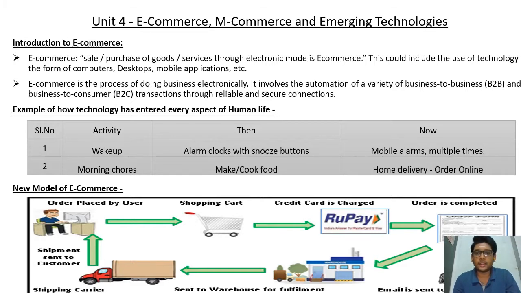Previously, when e-commerce was not available, we used to go to the shops physically. Even though this option is available now, a few people still continue to do it. E-commerce is a new model which a lot of people have started using in the present days. We sit at home, we order, it goes to the shopping cart, we make the payment, the order gets completed, we get an email, the order gets sent to the warehouse for fulfillment, the shipping carrier picks up the shipment, then it delivers it to our place. This is the new model of e-commerce.